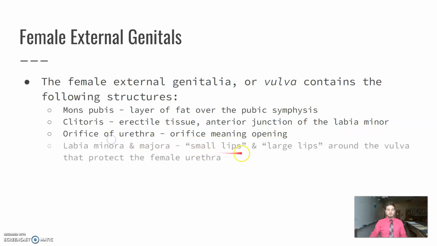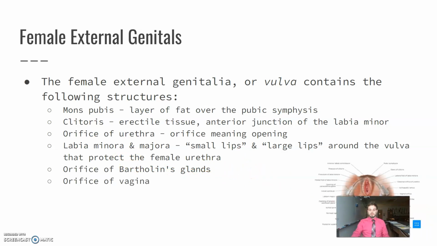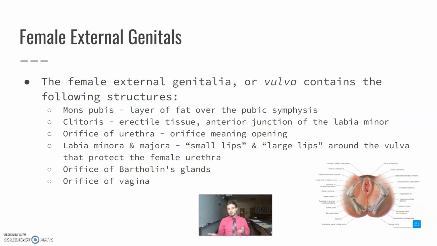You have the orifice of the urethra, orifice just, again, meaning opening. The labia minora and majora, small lips and large lips, they're going to be used to protect the female urethra. You also have the orifice of Bartholin's glands and the orifice of the vagina. So these are the external genitalia, again, collectively the vulva. We don't spend a whole lot of time on these outside of pointing out the importance of the labia minora and majora in protecting that female urethra.